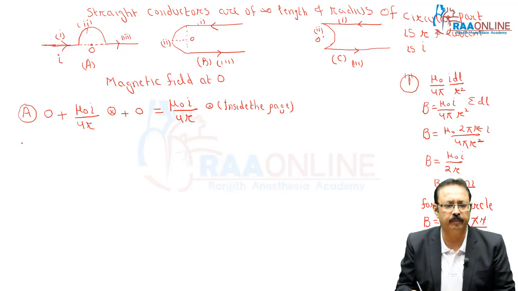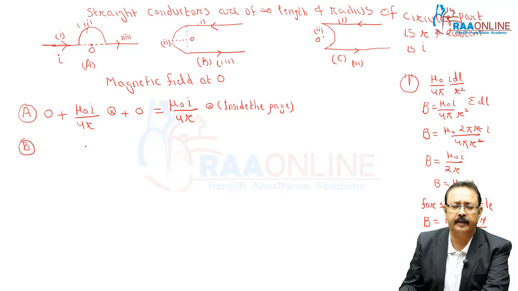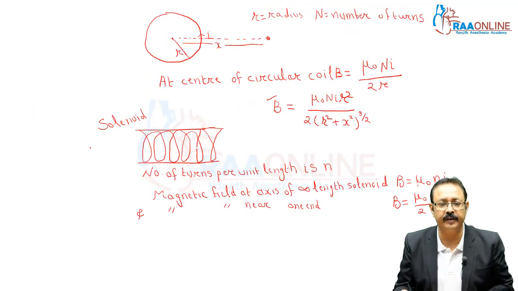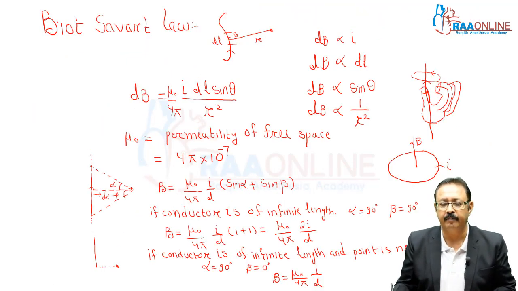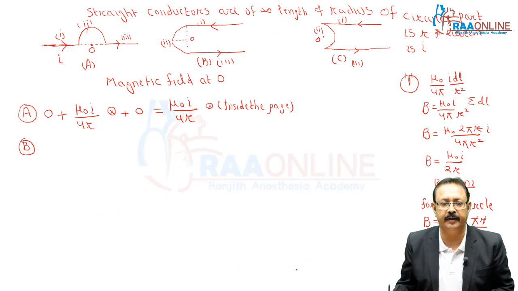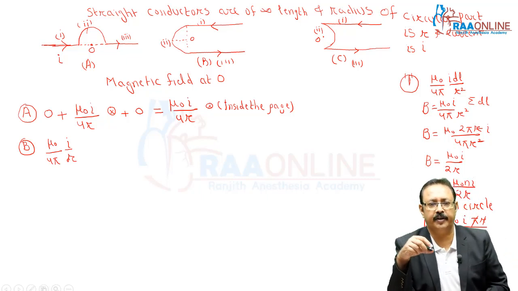Now we will go for B part. For the first conductor, the conductor is of infinite length and the point is near one end. So what we saw, if the point is near one end, the field is mu naught upon 4 pi I by d. Here d is R, so it is mu naught upon 4 pi I by R. What should be the direction?